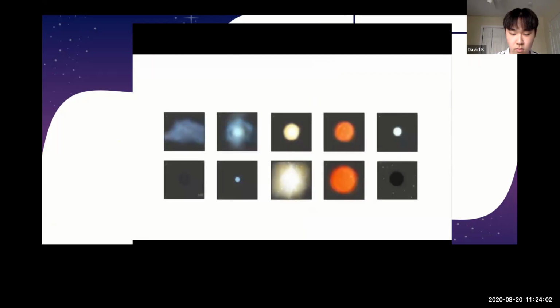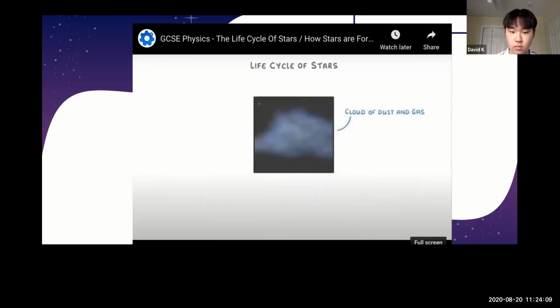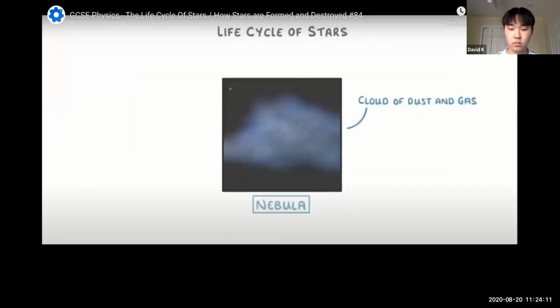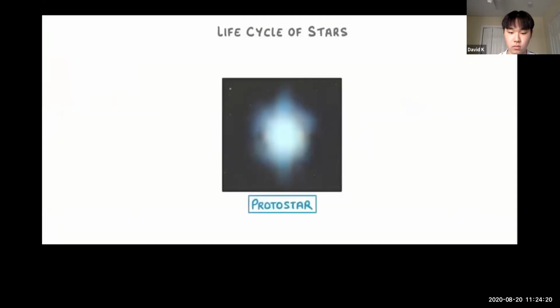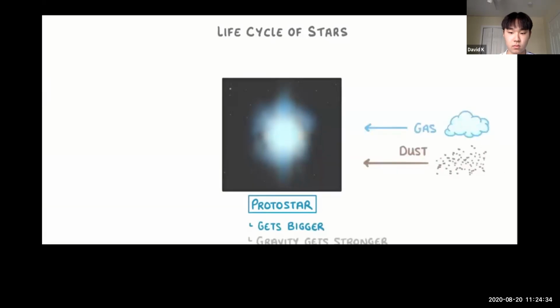In today's video, we're going to look at the life cycle of stars. It all starts with a big cloud of dust and gas, which we call a nebula. Over time, the attractive force of gravity pulls the dust and gas together to form a structure called a protostar. And as more and more particles collide and join the protostar, it gets bigger and bigger, and so its force of gravity gets even stronger, which allows it to attract ever more dust and gas.